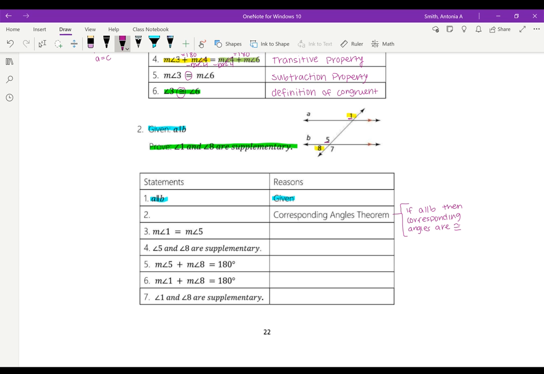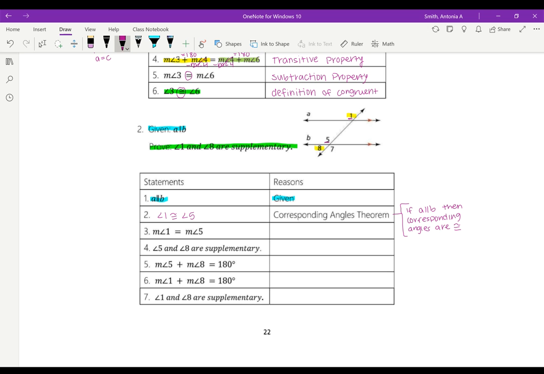So this theorem says that because these lines are parallel, which we know that's given to us, those two angles must be congruent. So my statement is that those two angles are congruent. Angle 1 is congruent to, if I can even use that symbol the right way, congruent to angle 5. Okay. Because that's the only pair of corresponding angles up there.